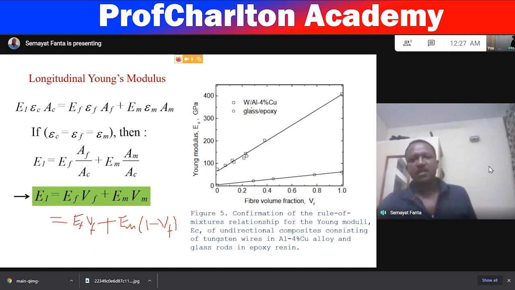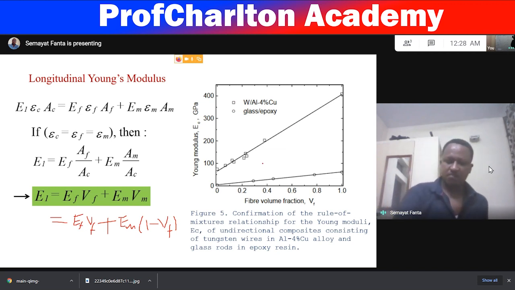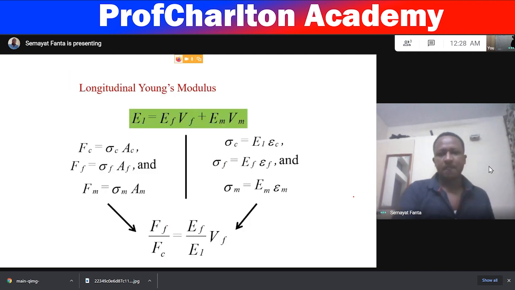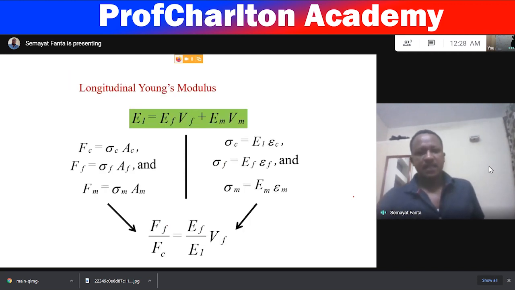So this diagram represents Young's modulus against volume fraction for particular materials: glass epoxy, tungsten, aluminum, copper. This is a picture relating the volume fraction to the modulus. The maximum volume fraction is 1, that is the sum of the fiber volume fraction and the matrix volume fraction. This is also another approach to find the ratio of forces.